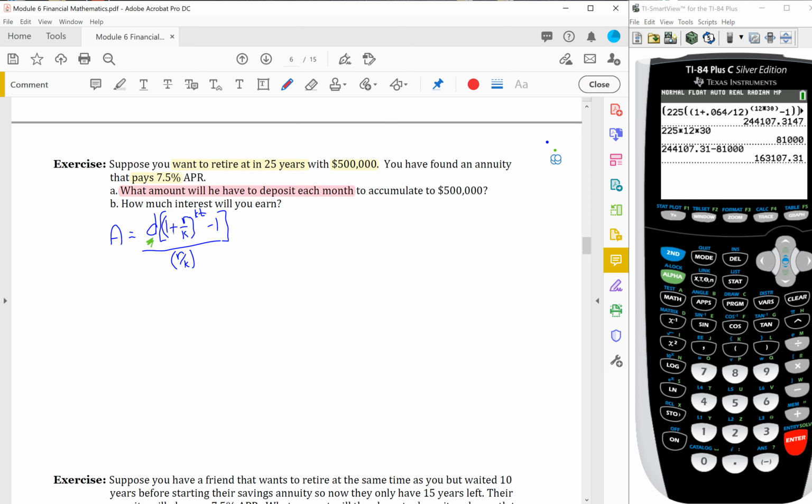If I'm going to solve this expression for D, I want to get D by itself. Maybe the first thing I would do is multiply both sides of this equation by R over K. This will do the job of canceling this R over K on the right-hand side, leaving us with the expression A times R over K equals D times the parenthesis 1 plus R over K raised to the KT minus 1.